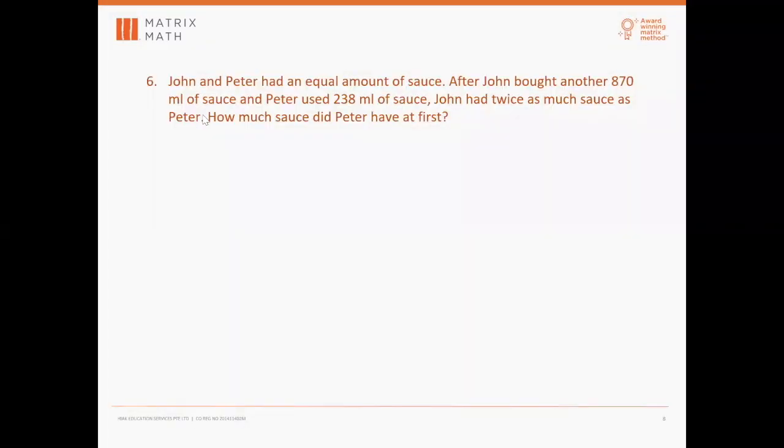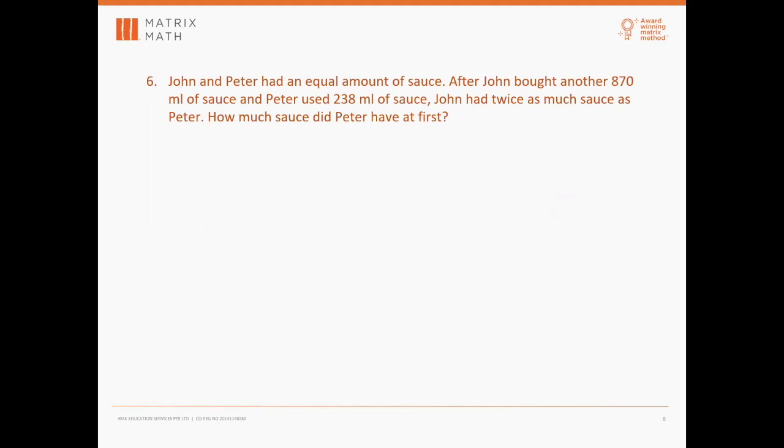Okay, this question says that John and Peter had an equal amount of sauce. After John bought another 870 ml of sauce and Peter used 238 ml of sauce, John had twice as much sauce as Peter. So the question is asking you to find how much sauce did Peter have at first.